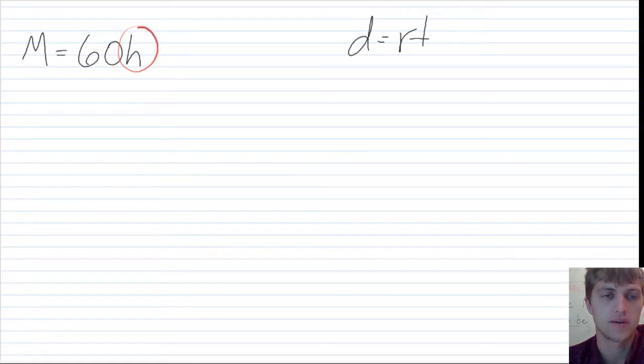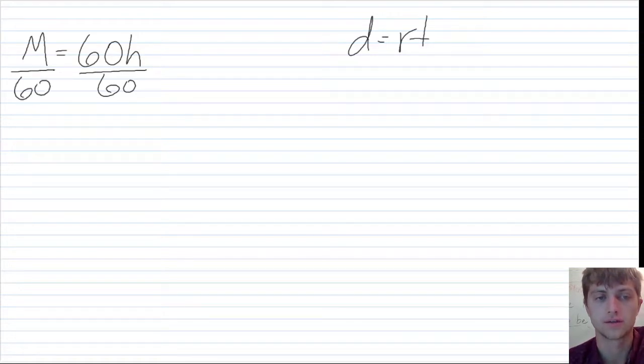So what's happened? We want to get hours by itself. What's happening to hours right now? It's being multiplied by 60. How do we undo multiplication by 60? We divide by 60. What we do to one side, we do to the other. These things cancel, we're left with h on the right side, and nothing can simplify on the left, so we're left with m divided by 60.